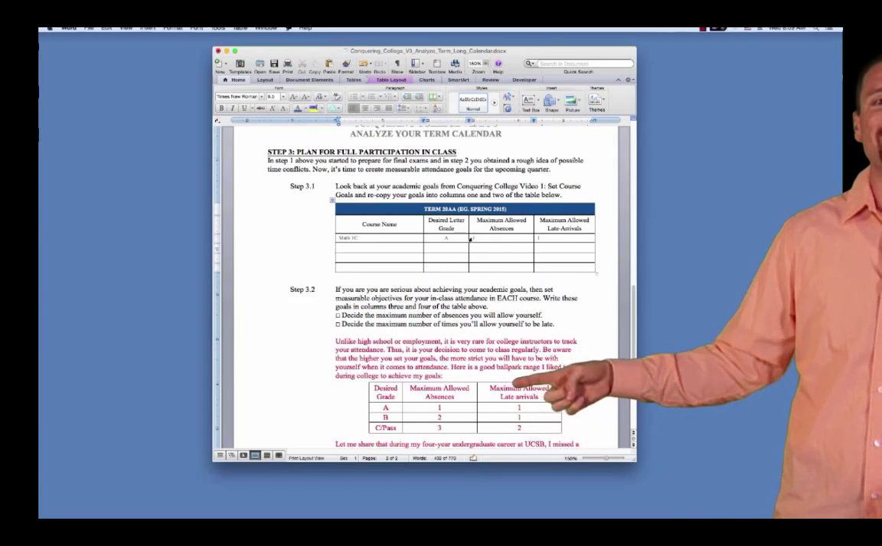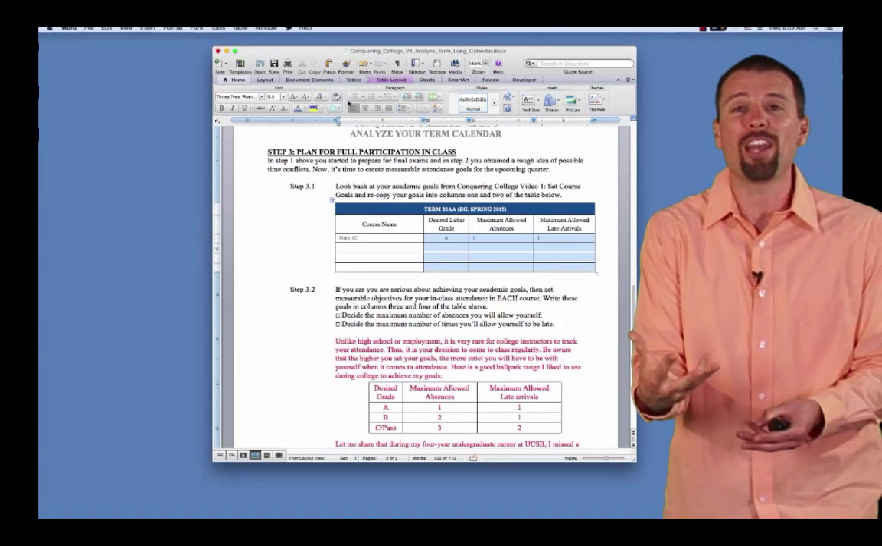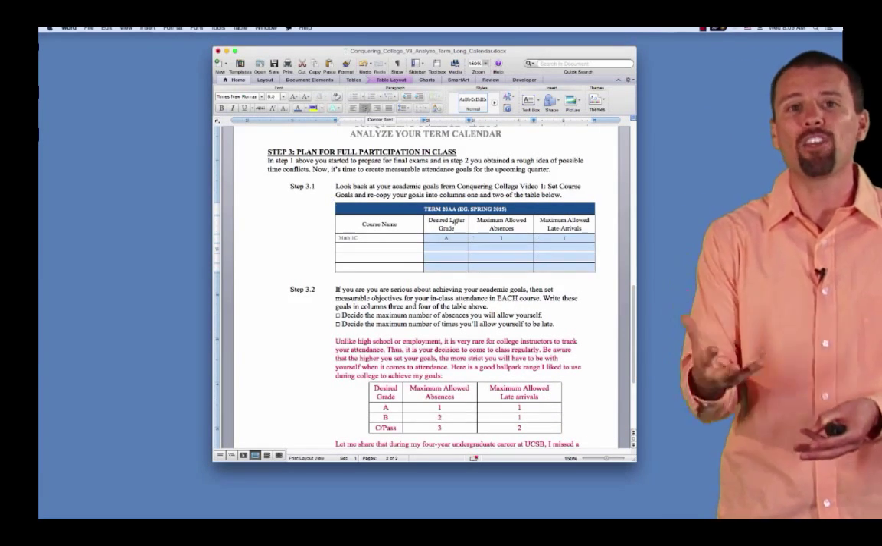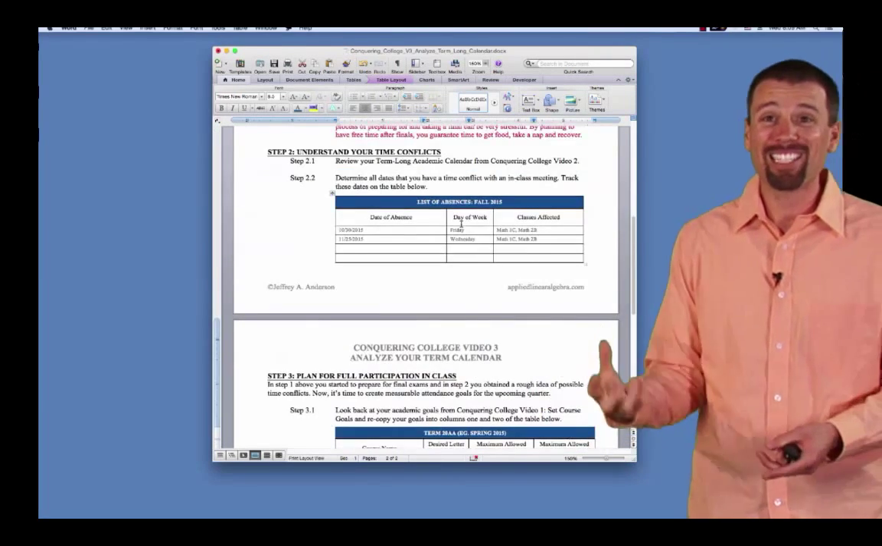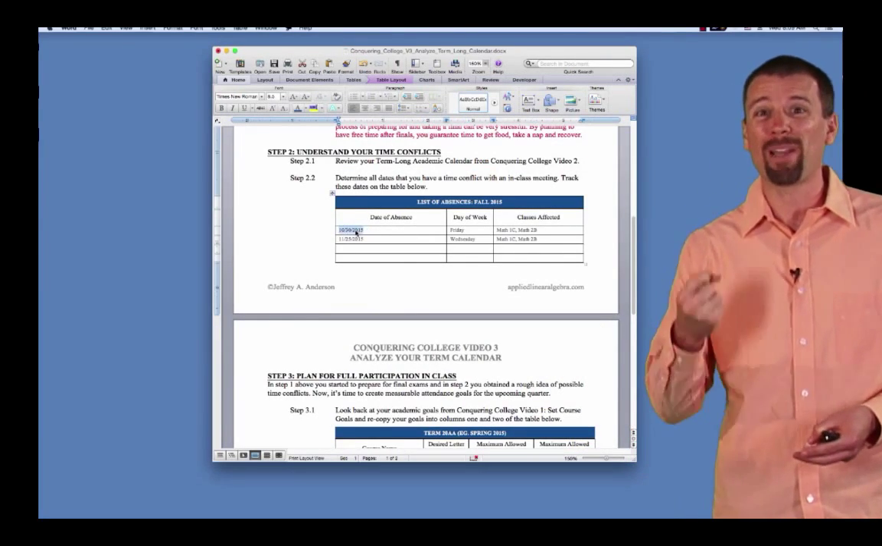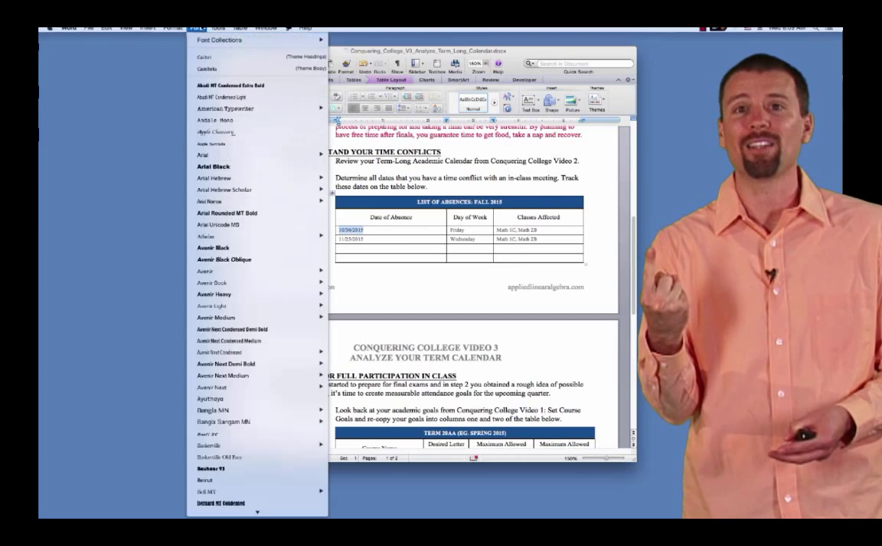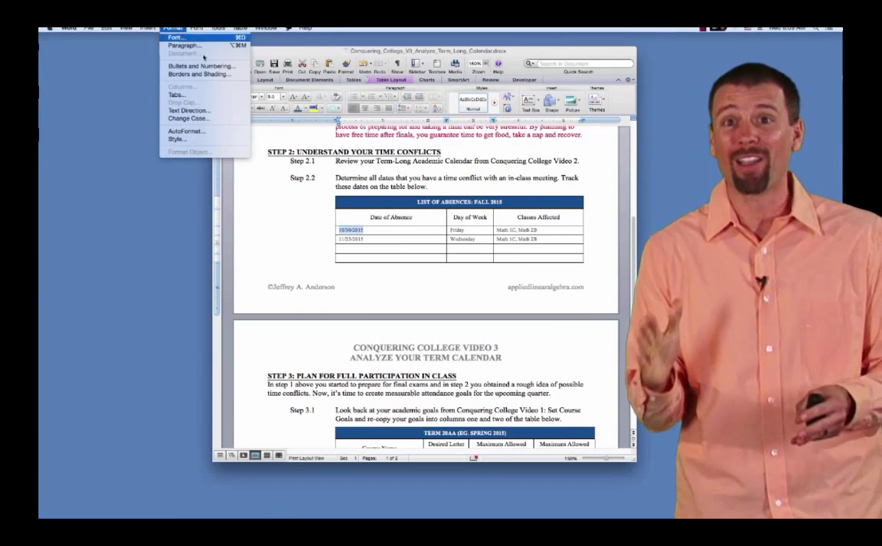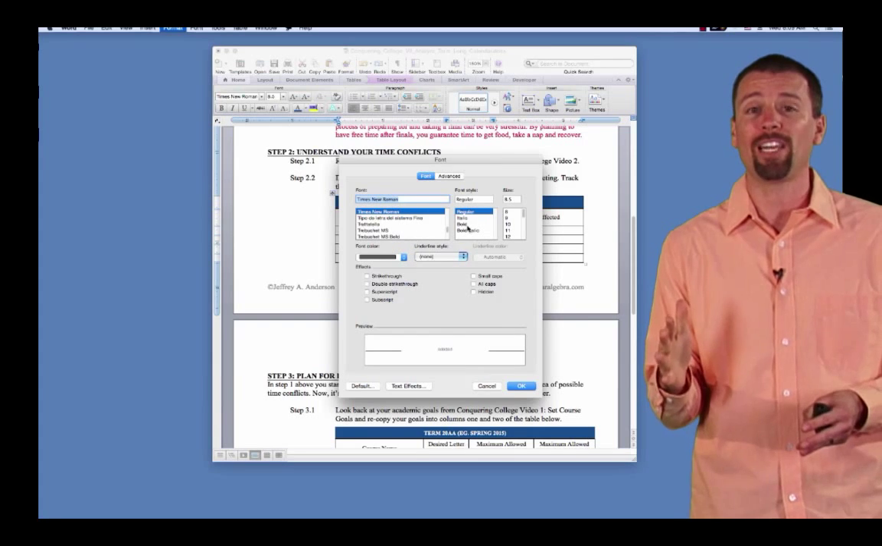Down here, we're going to see a table of my suggestions for the number of days you should expect to miss, given that you want those grades. If you expect to get an A in a class, I suggest that you expect to miss no more than 1 class, period. If you're serious about getting an A, dedicate yourself to full attendance.